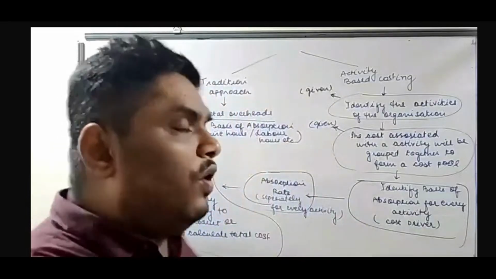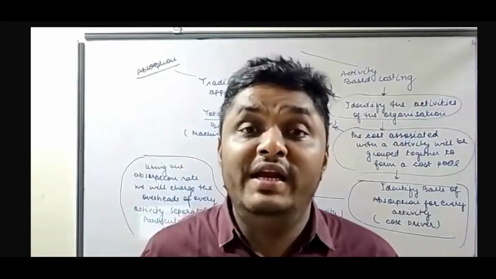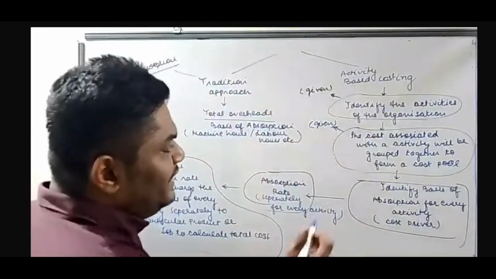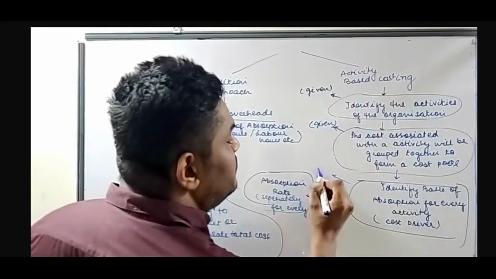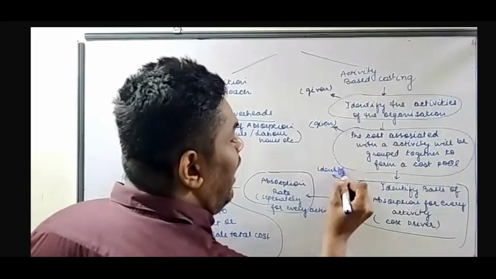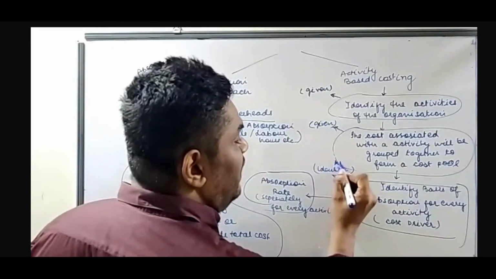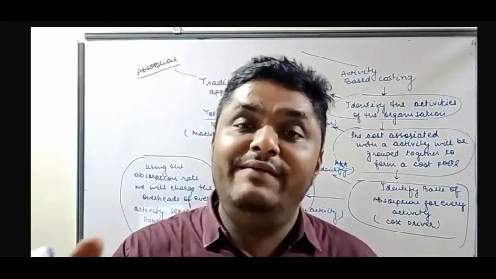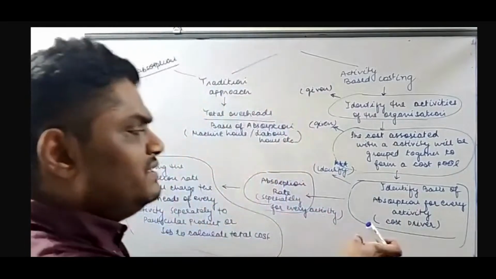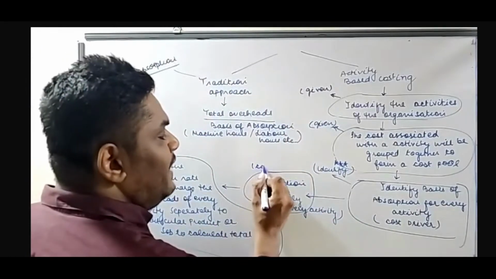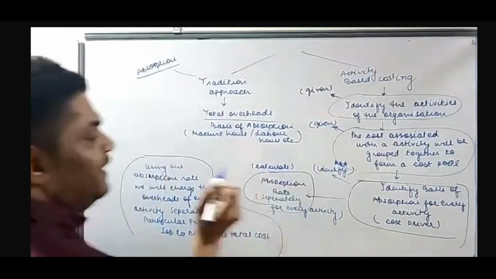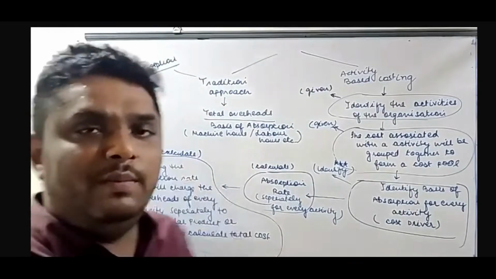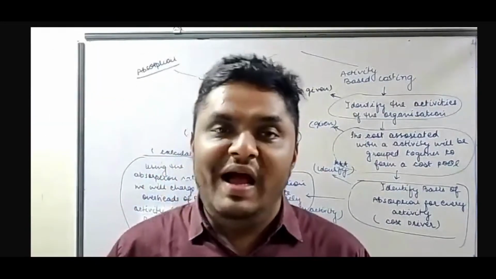Now, when talking about the cost drivers, we have to identify which cost driver belongs to which activity. So this part is the most trickiest part. We have to identify which activity has which cost driver. Now, once this part is done, we can easily calculate. So this is all about the concept of activity-based costing. I'm done with the concept.